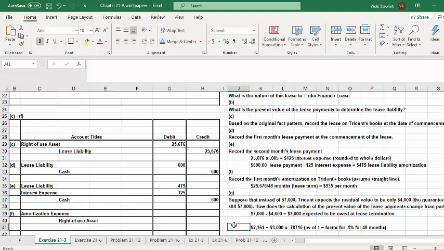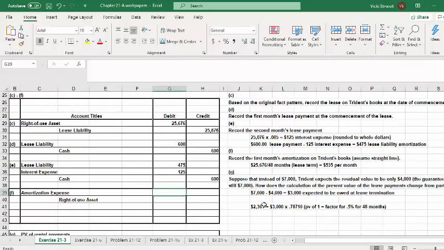The next entry in F states to record the first month's amortization on Trident's books, assuming that we're using straight line amortization. So we take the amount that we recorded for the right of use asset, $25,676. We divide that by the 48 months of lease term, and that gives us $535 of amortization expense per month. So we would debit amortization expense for $535 and credit the right of use asset for that amount.